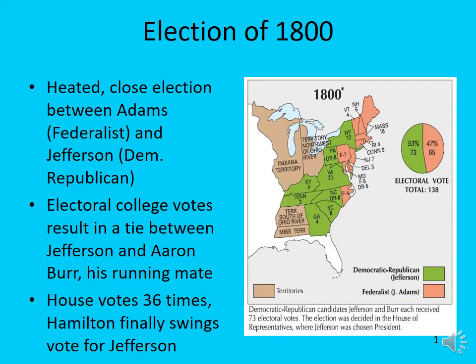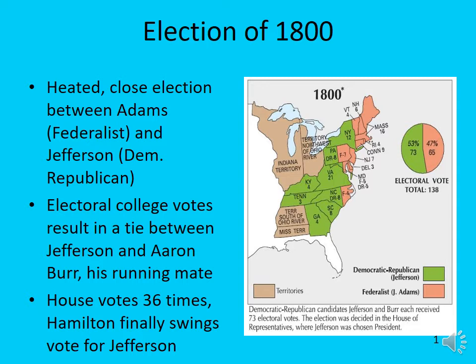So the election of 1800 was a heated and close election between, once again, John Adams, the Federalist Party, and Thomas Jefferson, the Democratic Republican Party. The Electoral College votes result in a tie between Jefferson and Aaron Burr, who was his running mate.